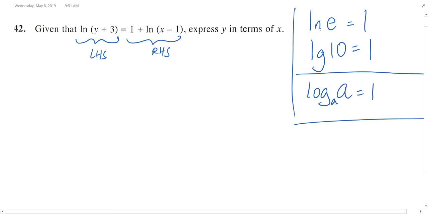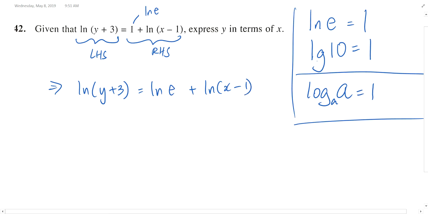Okay, so for ln we've got a log base e. For common log, we have log base 10. So now we're going to change this to ln e, meaning ln y plus 3 equals to ln e plus ln x minus 1. What next?